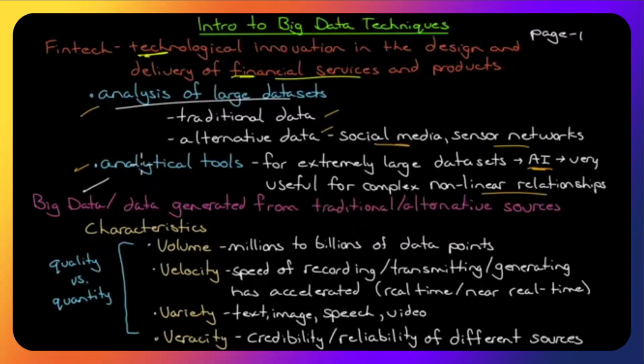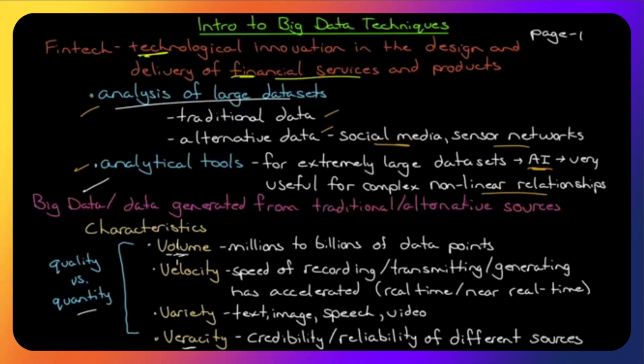Data generated from traditional and alternative sources. Characteristics of big data. Usually they call it the 3 V's, but there are actually 4 of them here: volume, velocity, variety, and veracity. And we can see here that there is a trade-off between veracity, which is the truthfulness or the credibility of the data, versus the volume of the data, the quality versus quantity issue.